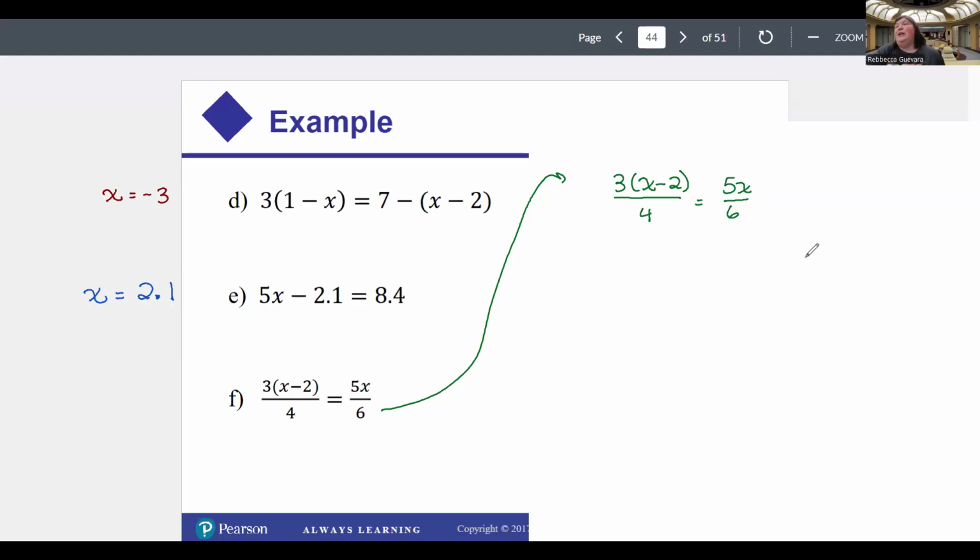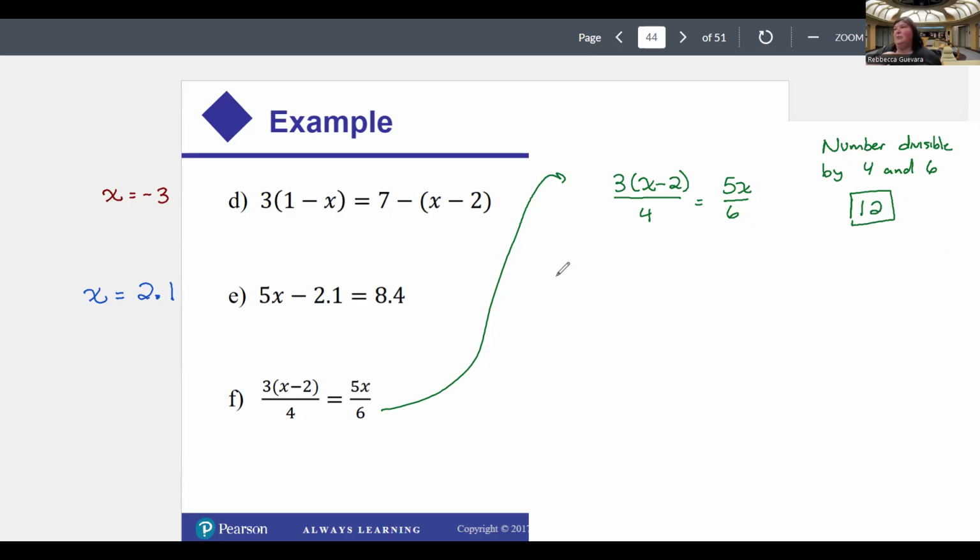All right, so for f, we have 3 times (x minus 2), all that divided by 4, and then we have 5x divided by 6. So I need a number that is divisible by 4 and 6. You could have multiplied those together and got 24, but you could have looked and said, well, 12 works. 6 divides into 12 and gives us 2. 4 divides into 12 and gives us 3. So I just need a number that both those will divide into. And this is actually the smallest one.